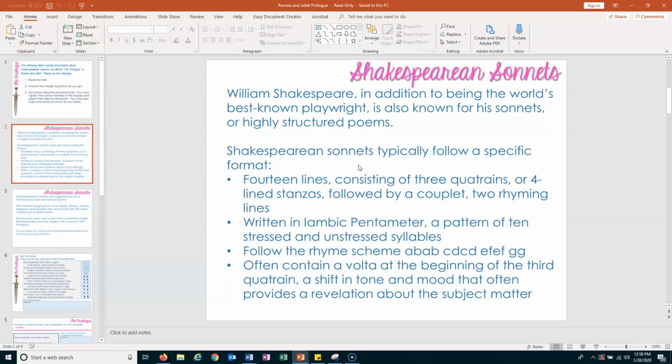So what do sonnets basically consist of? They're 14 lines consisting of three quatrains, four-lined stanzas, followed by a couplet, two rhyming lines. They're written in iambic pentameter, a pattern of 10 stressed and unstressed syllables, and follow the rhyme scheme A, B, A, B, C, D, C, D, E, F, E, F, G, G. They often contain a volta at the beginning of the third quatrain, a shift in tone and mood that often provides a revelation about the subject matter.